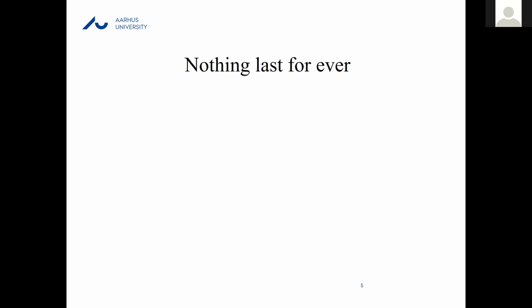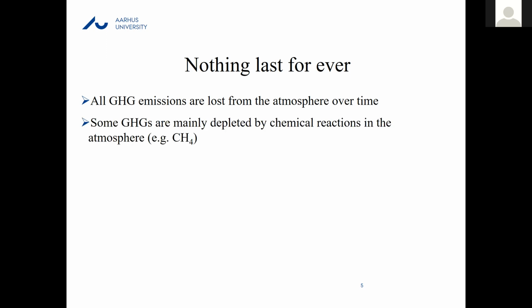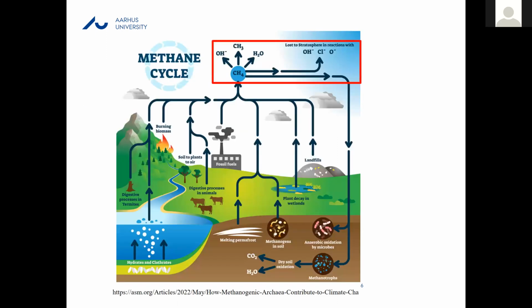Now, nothing lasts forever, and that includes greenhouse gas emissions in the atmosphere. So all greenhouse gas emissions are lost to the atmosphere over time. Some are mainly depleted by chemical reactions in the atmosphere, and that includes methane. So if you look at the red rectangle, you can see that methane is mainly decomposed chemically in the atmosphere.